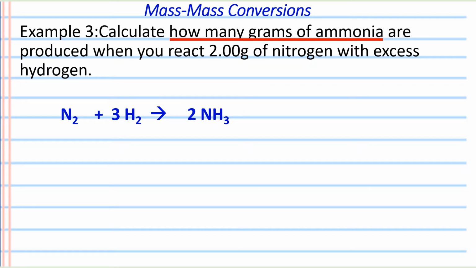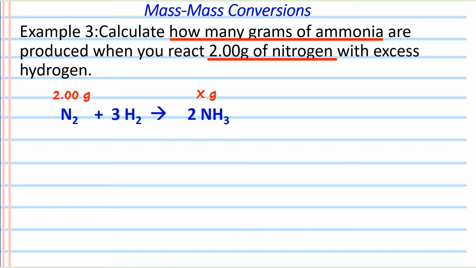And even if you don't know the formula for ammonia, by reading the question, we can see that it's asking about the grams of ammonia being produced. So it has to be on the product side. And there's only one thing on the product side. So over the NH3, we're going to write x grams. And as we keep reading, it says when you react 2.00 grams of nitrogen, so over the N2 on the reactant side, we're going to write 2.00 grams.